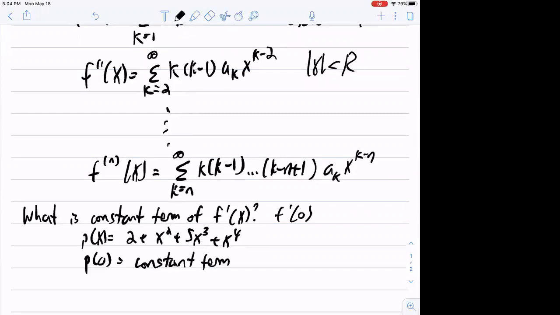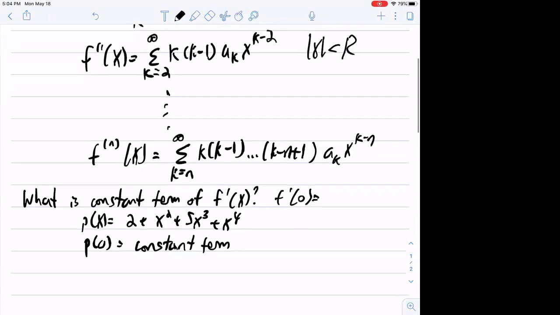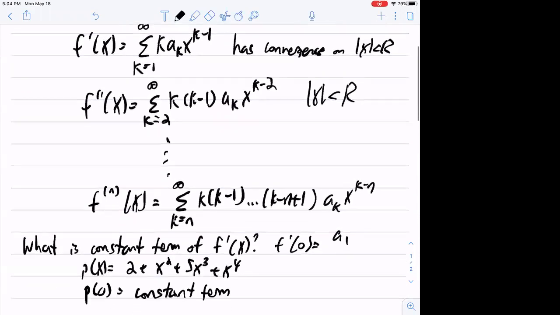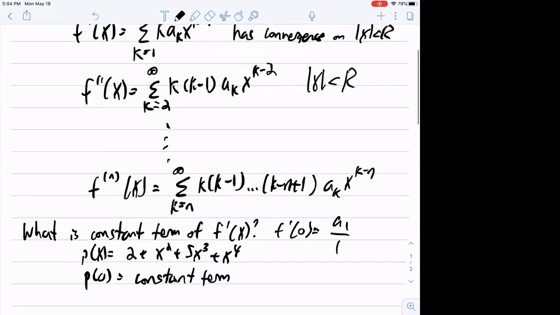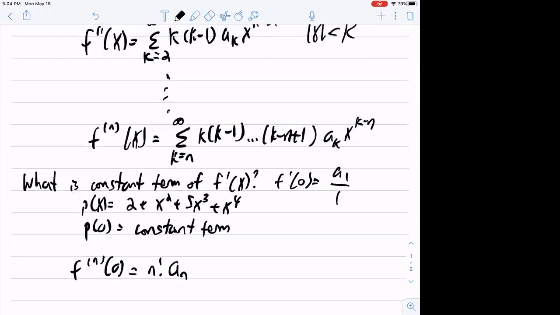So it's f prime of 0, but what is it? Here the constant term is at 1, so it's a_1. But you need to divide by k, which is 1 in this case. And what you're going to see, because you're multiplying by k, is that the nth derivative at 0 is n factorial times a_n.